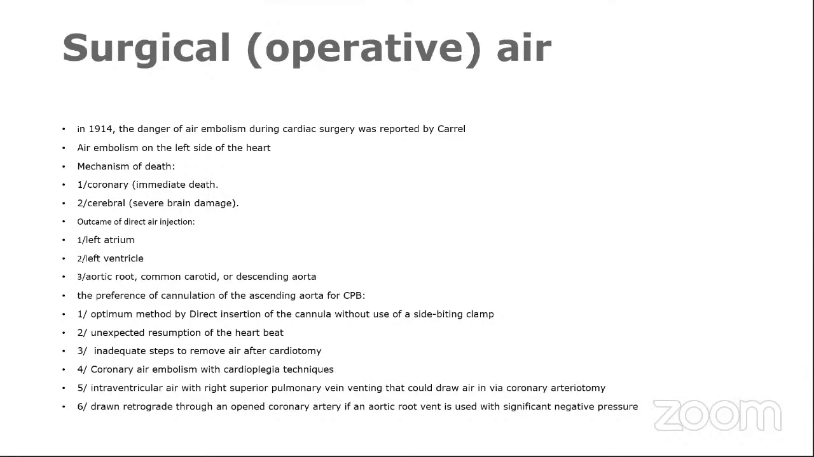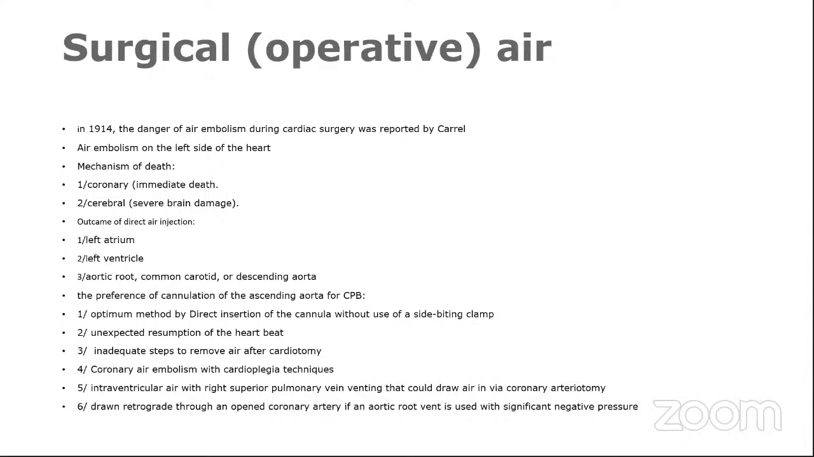The outcome, which they showed by direct injection of air: if you inject in the left atrium, it will be 100% death. If you inject in the left ventricle, it will be 80% death. But if you inject the aorta or common carotid or descending aorta, it can be tolerated as they reported. But if you inject too much, up to 10 ml per kg, this will definitely cause death. Before, they were injecting only 2 ml per kg.